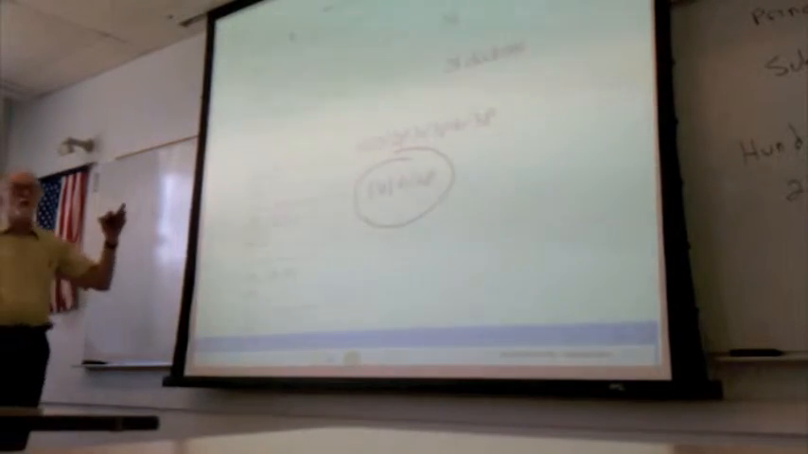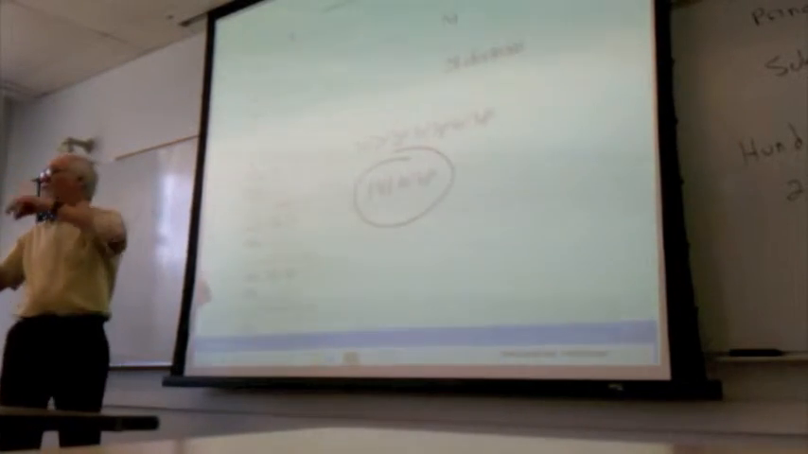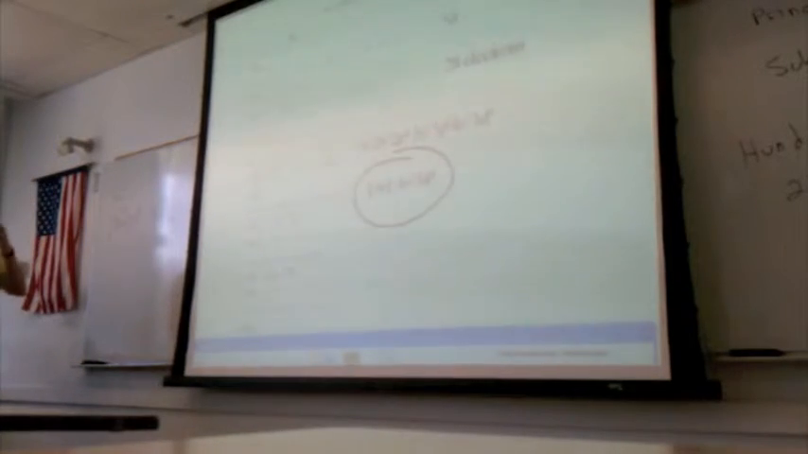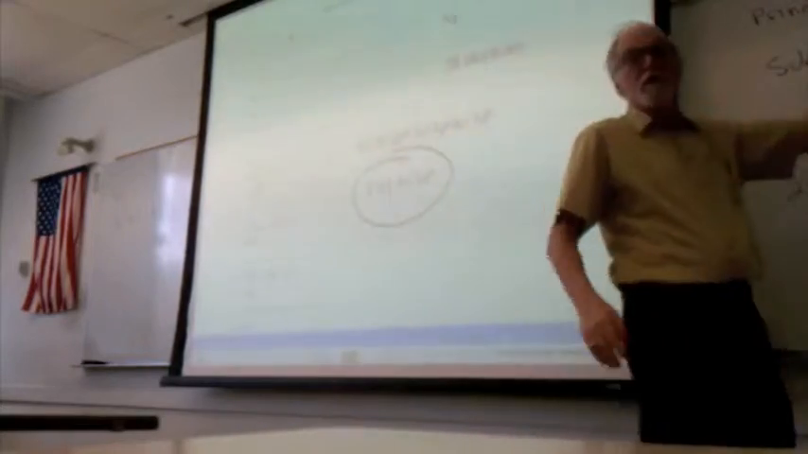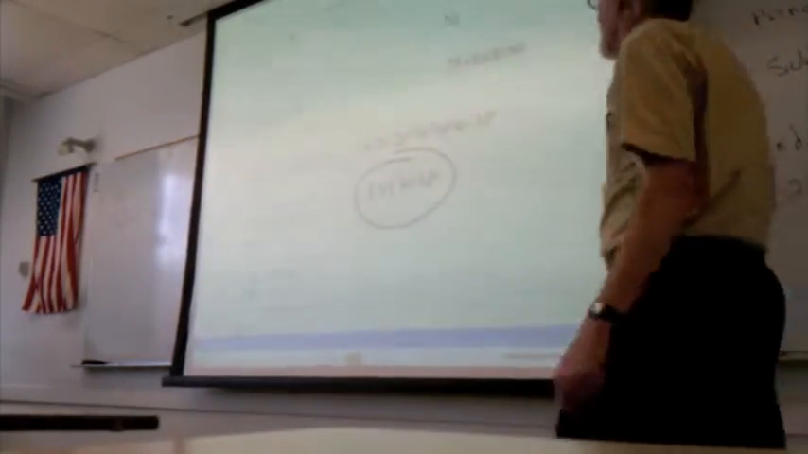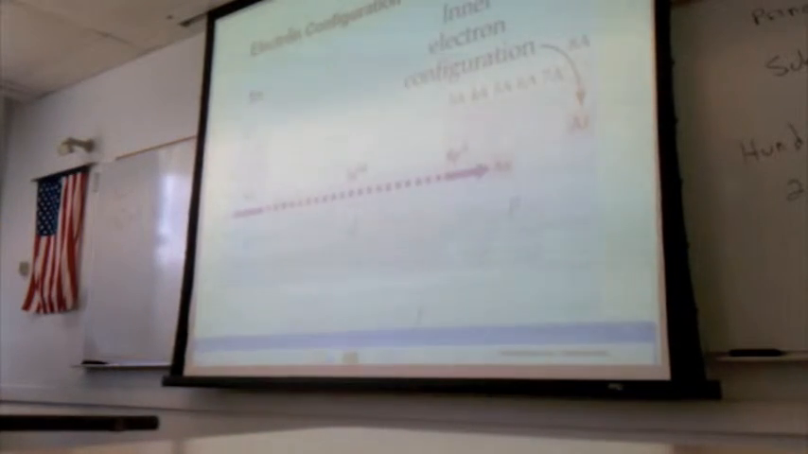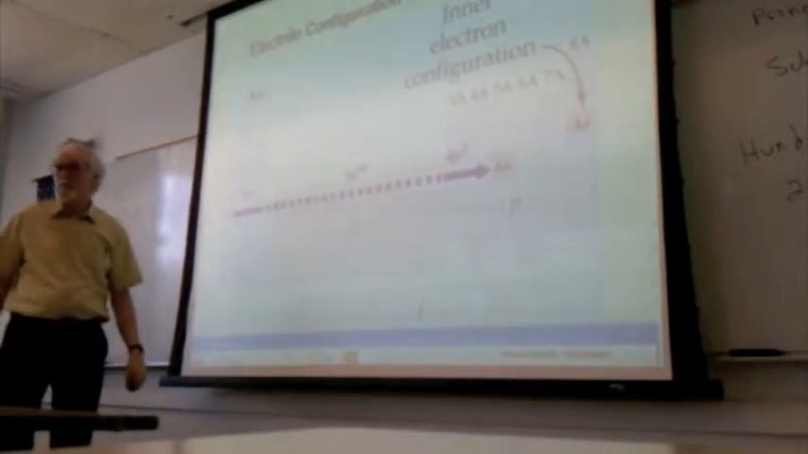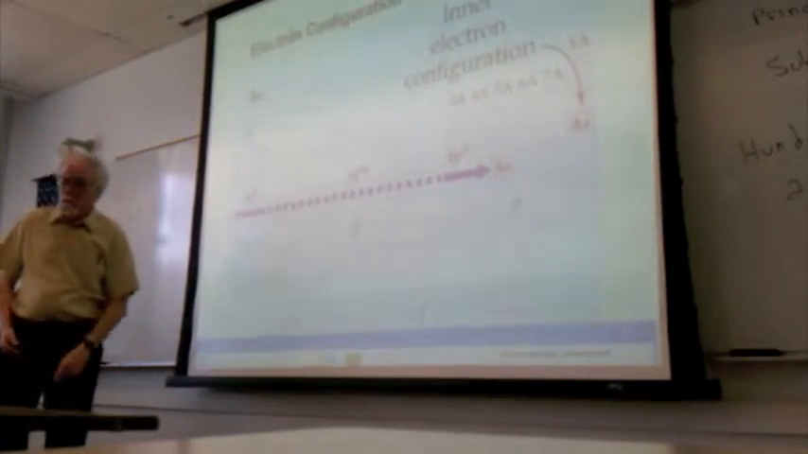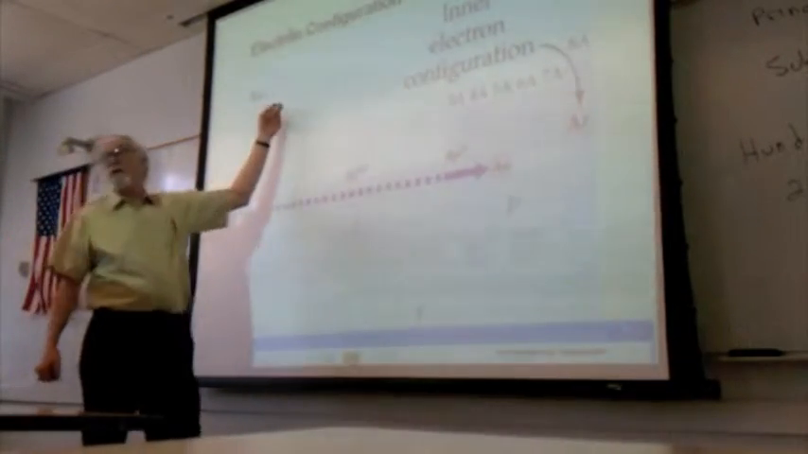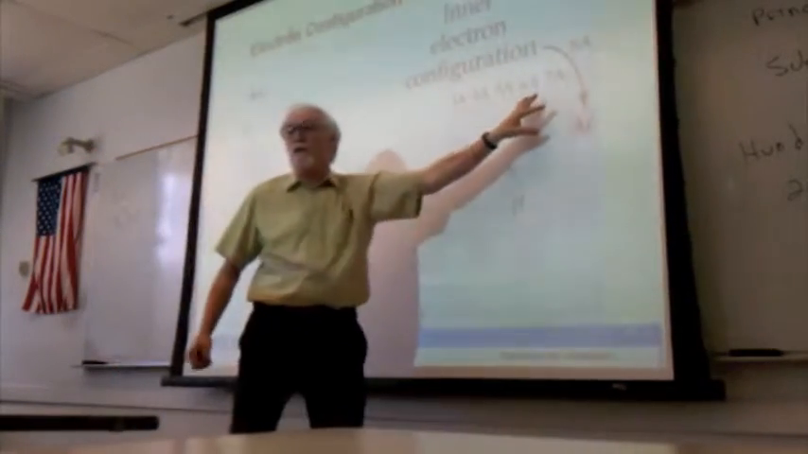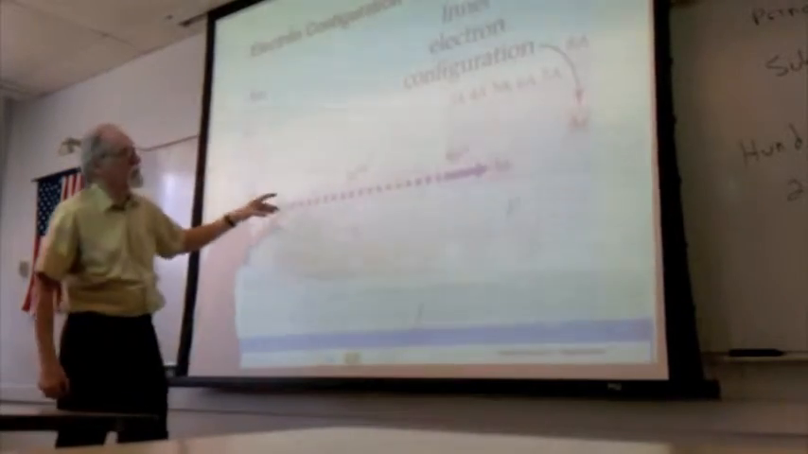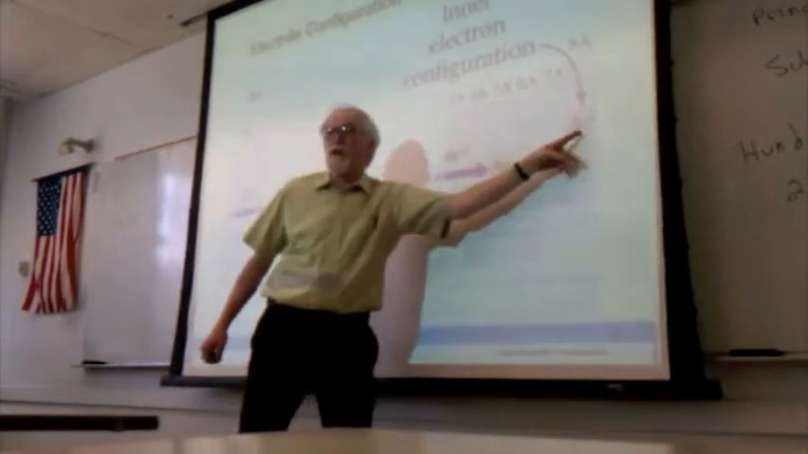The shorthand is always starting from the noble gas plus the additional electrons, because the noble gas represents the full quantum number shell. Here's one for arsenic. You just start from hydrogen and start filling, and when you get to here, you can say argon.